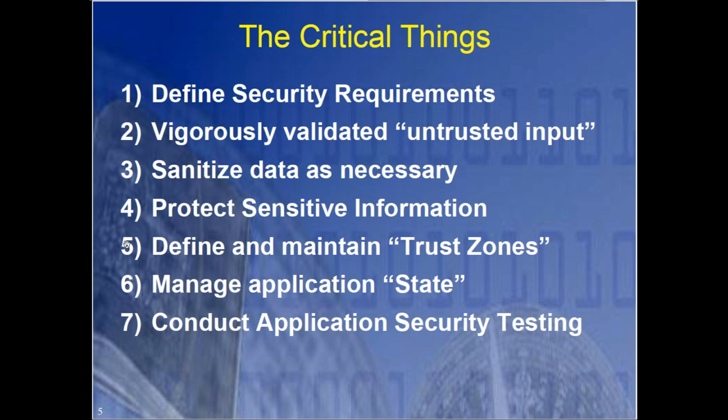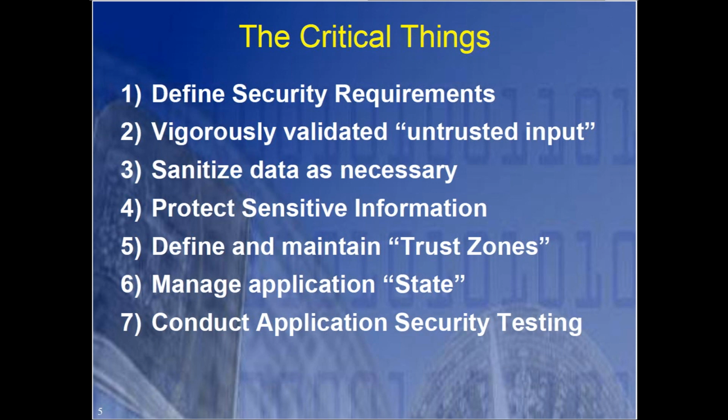We want to, in step 5, or critical thing number 5, define and maintain trust zones. This has to do with the different domains in your architecture. For example, the database or other interacting systems, file system. To what degree do you trust the contents of that? Users are actually a trust zone. To what degree do you trust or not trust what comes out of those zones? And of course, whenever data crosses a zone boundary, we're going to need to look at that and validate it to make sure that it is appropriate for the zone it's going into.